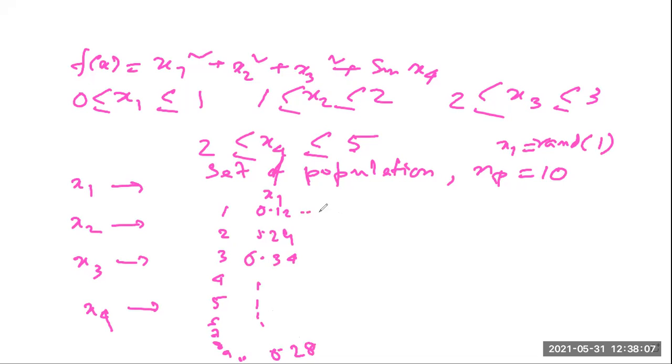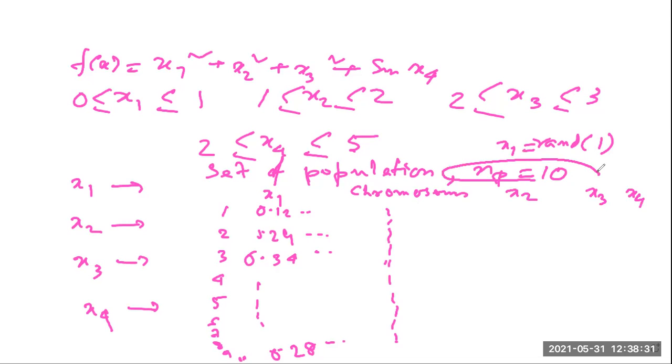Now we can convert all these numbers into binary values. Those values are basically your chromosomes, represented by binary numbers. Similarly, you can calculate for x2, x3, and x4. Now, how to select this number of population? That is dependent on the particular problem and the complexity of the problem.